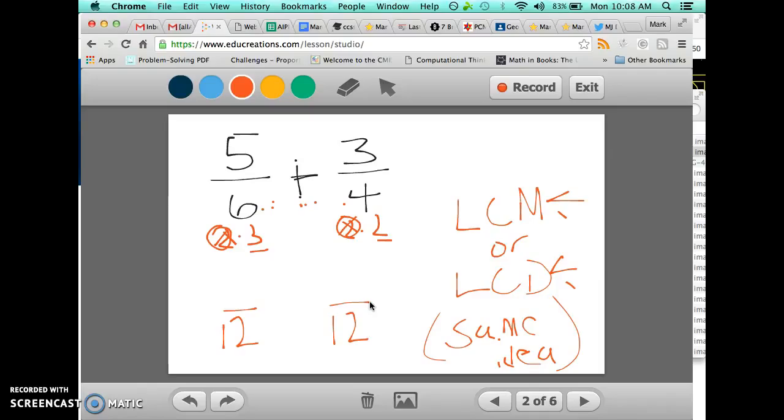So you use the greatest common factor, 2, to find the least common multiple. To make this 12, I have to multiply by 2, so if I multiply the top by 2, I get 10. Multiply by 3 here, so this becomes 9. And my answer is 19/12.